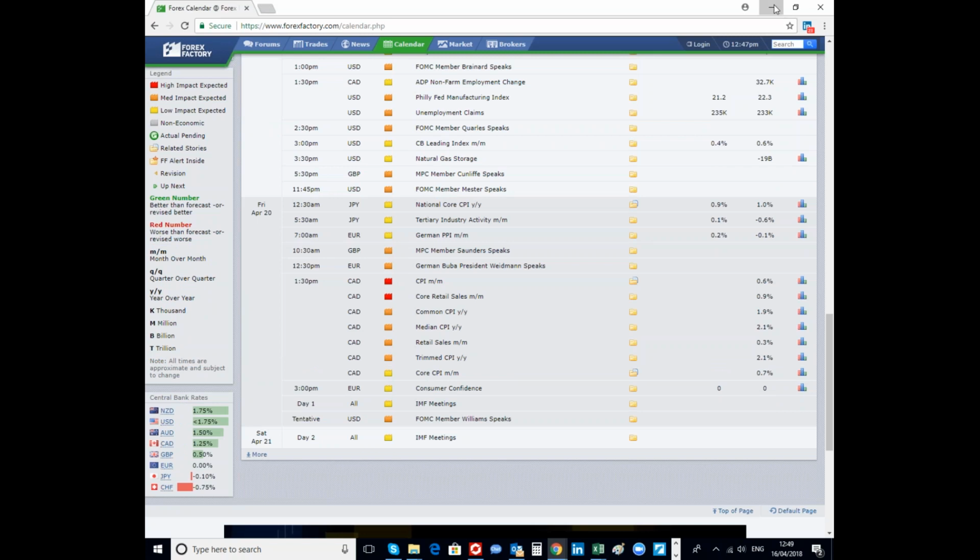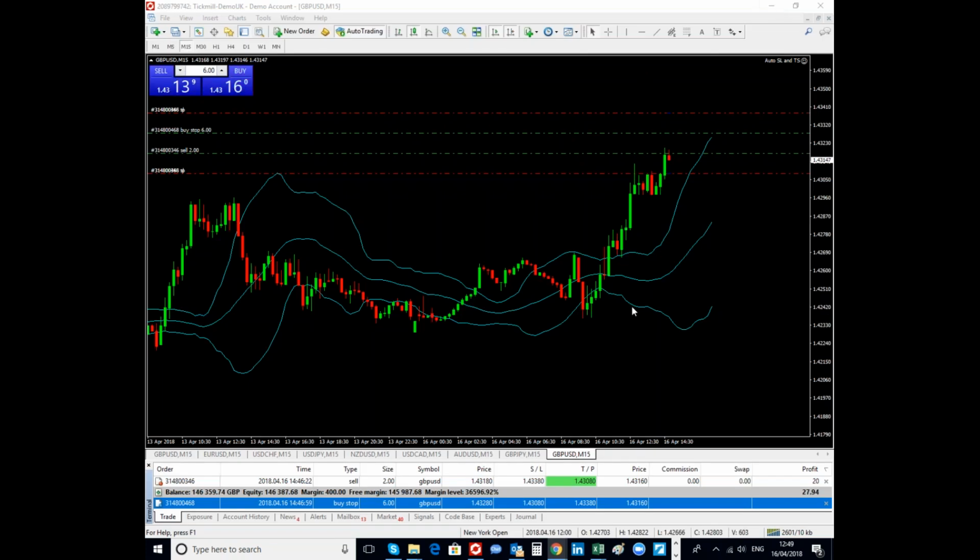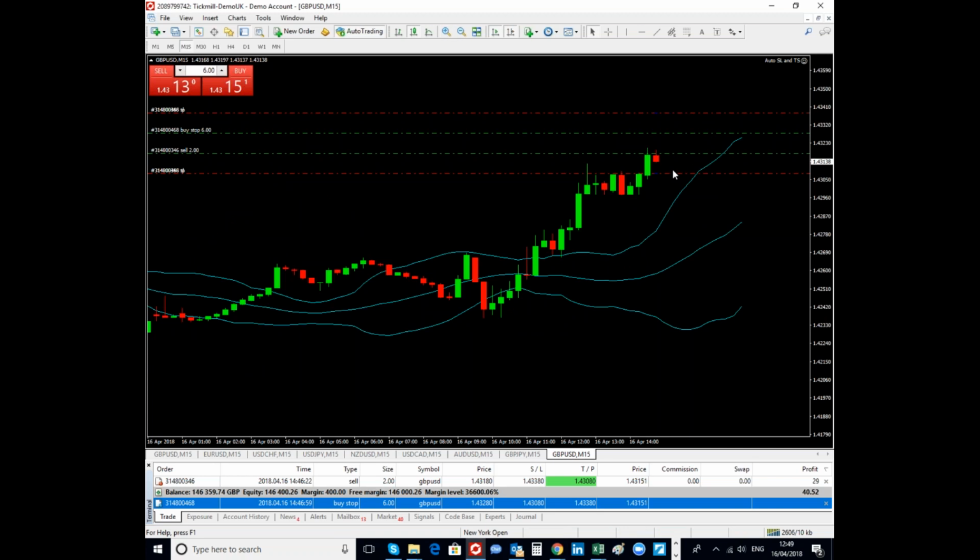Alright, cool. Let's look back and see what's going on here with this trade. So you see now this has started moving in my favour. I don't need to actually run up and do anything. I don't need to trail anything or anything like that.